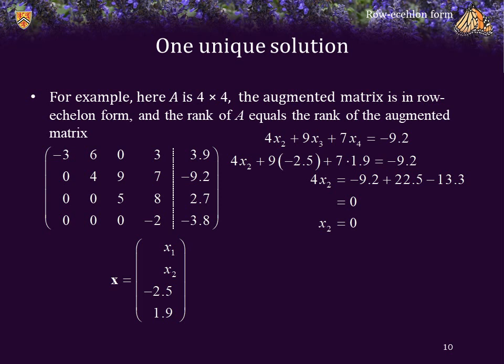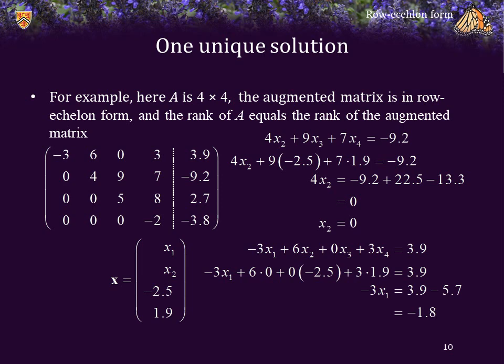So finally, going back to the first row, that first row gives us this equation. We can now substitute in the values of x2, x3, and x4 into this equation, which gives us this result, and thus subtracting 3 times 1.9 or 5.7 from both sides, we get that negative 3 times x1 is equal to negative 1.8. Divide both sides by negative 3 to get that x1 is equal to 0.6. Thus, our solution vector is this vector here.